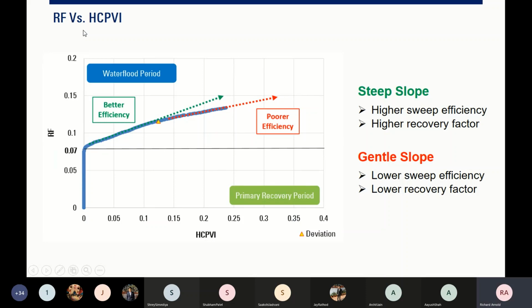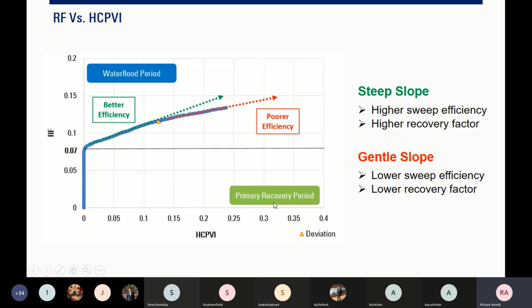You can also construct recovery factor versus hydrocarbon pore volume injected. It's also quite easy, provided that you know your hydrocarbon pore volume and provided that you know the cumulative water injection. Okay, as a reservoir engineer, you need to construct a lot of tools, a lot of analysis, and this is actually very important, very popular for water flood analysis. So in vertical axis, recovery factor; in horizontal axis, hydrocarbon pore volume injected.